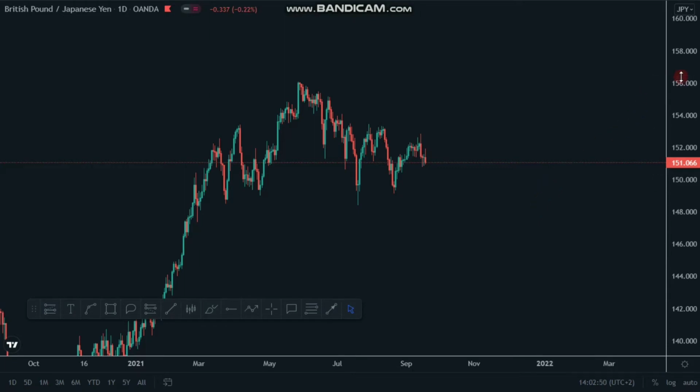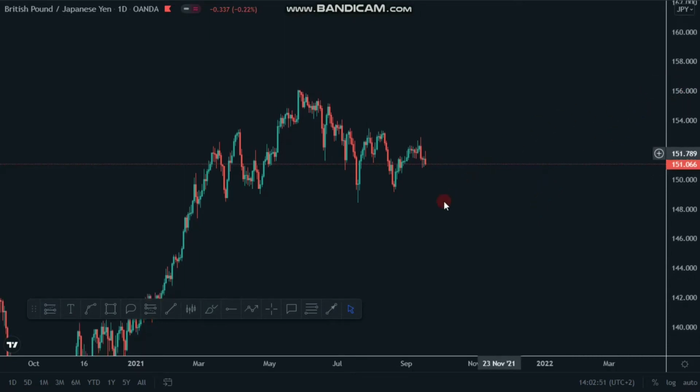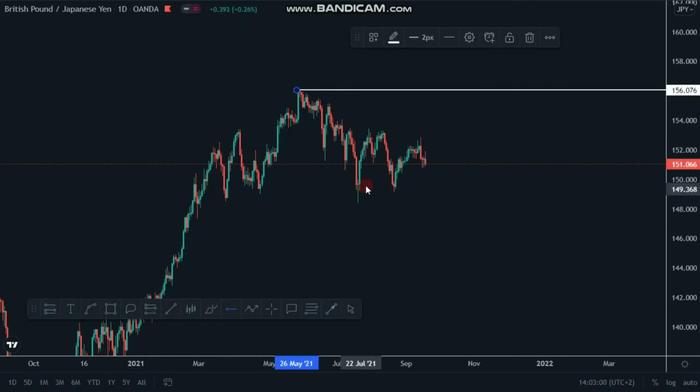GBPJPY from the daily time frame. I'll be breaking it down to the 1 hour time frame. So how do we start analyzing? Identify our major support and our major resistance. So here's our major support, and this is our major resistance, and here's our major support.